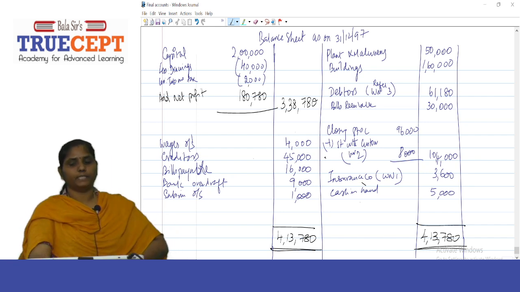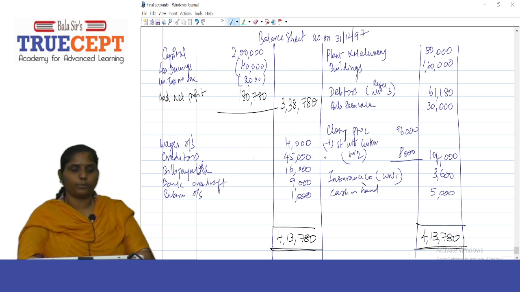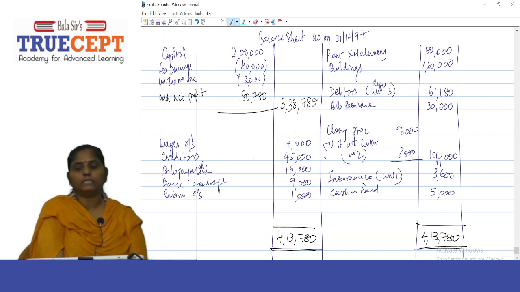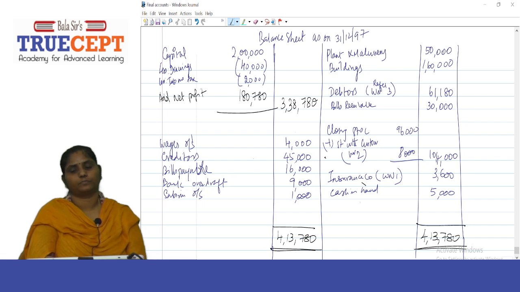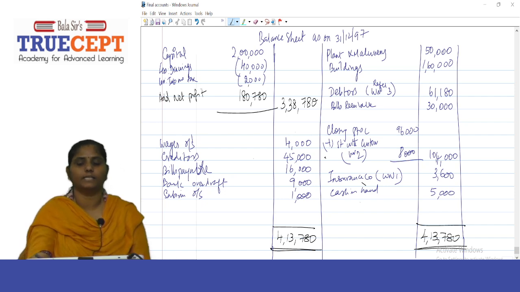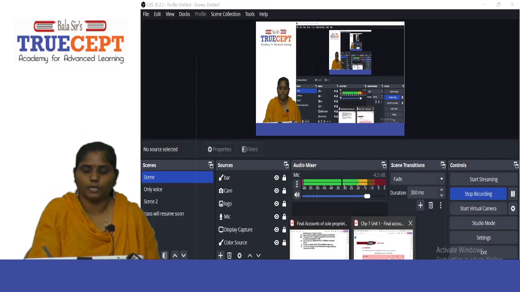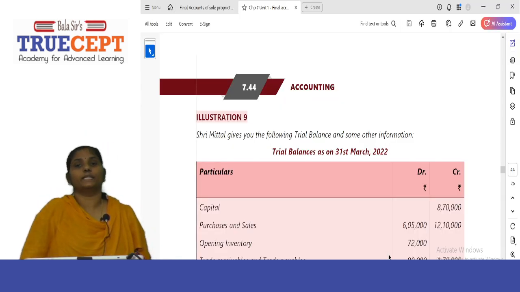You have 50,000, 1,60,000, 61,180, 30,000 bills receivable, 1,04,000 closing stock, 3,600 insurance company receivable, and 5,000 cash. Did you get that? Yes. So the balance sheet is tallied. Now please go ahead and work through this sum. Yes, let's continue. So we are going to continue with the next sum.